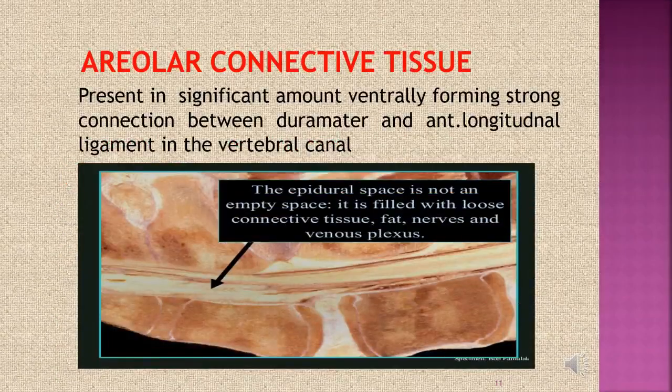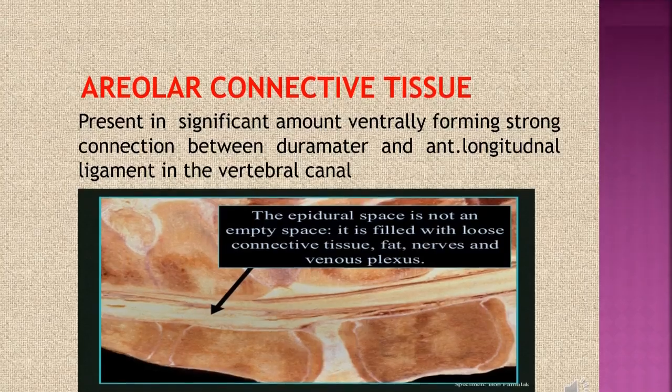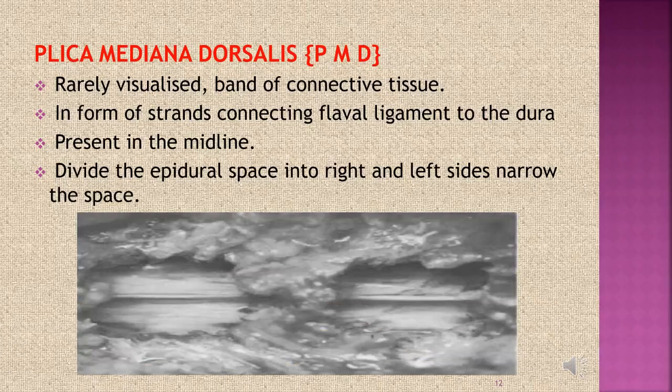What about areolar connective tissue? They are present in significant amount ventrally, forming a strong connection between the dura mater and the anterior longitudinal ligament in the vertebral canal. There is a band of connective tissue which is rarely visualized, which is present in the space.